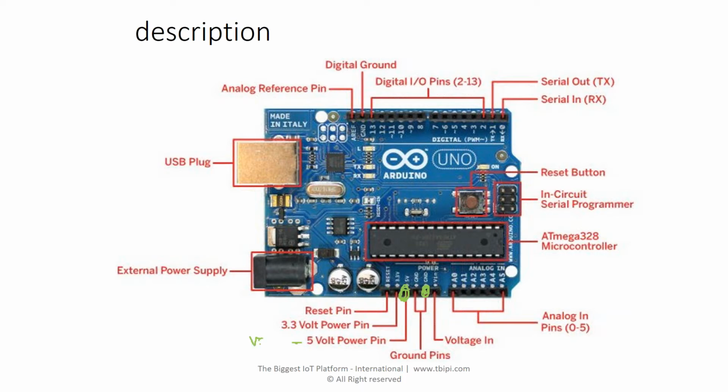This 5 volt is going to go to VCC of the sensor, and ground is always going to go to ground of the sensor. You see, every peripheral device which we connect with Arduino needs power supply. Okay, so if it needs power supply, you can use these pins to provide it power supply.